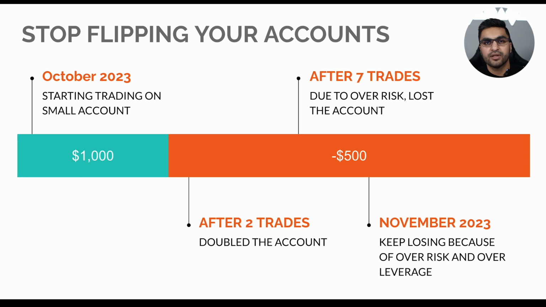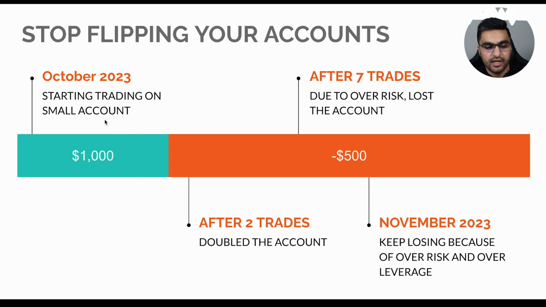The next thing is, stop flipping your accounts, the way I told you: you start with a $1,000 account and you decide to go with 50% of your account balance on one single trade. And you decide that, okay, I'm going to turn $1,000 into $2,000 in just one single trade. That's never going to work long term. We are talking about long-term success. You may get lucky and that trade goes in your favor and you turn $1,000 into $2,000. However, it's not a sustainable model.